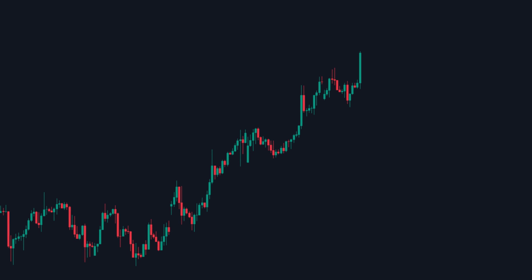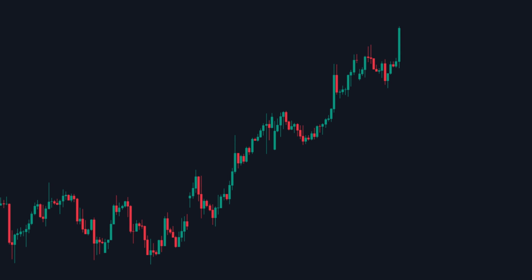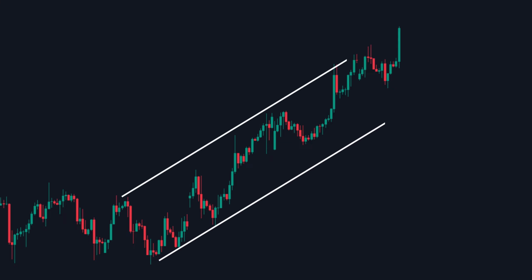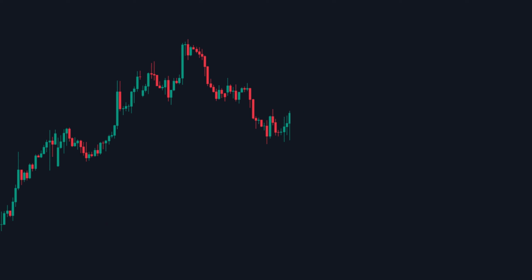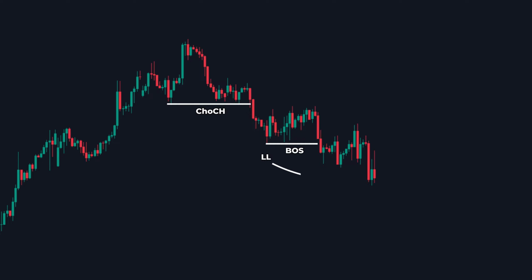Let's take a look at another example. First, let's do market structure analysis. After forming a triple bottom pattern, the EUR/dollar experienced a strong bullish run to the upside. Recently, the price has created a change of character by forming the first lower low, followed by a break of structure to establish a second lower low, indicating a potential bearish reversal.